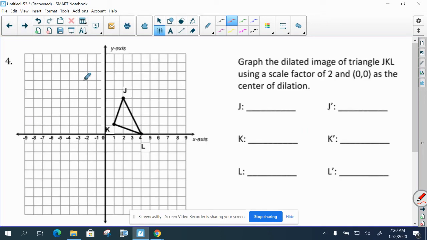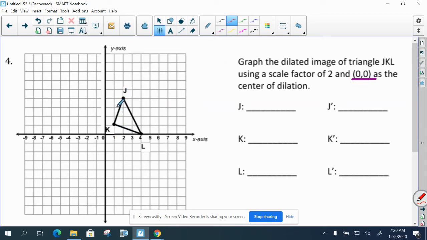Anyways, so here's an example. So you've got this triangle here. Graph the dilated image of triangle JKL using a scale factor of 2. So the easiest way to do this is to write out all the points for this triangle, and then if the center is the origin, we are just going to multiply each of the coordinates by 2. So let's get to it.